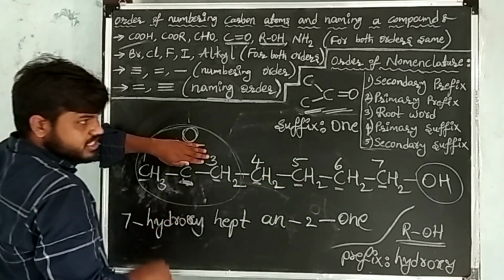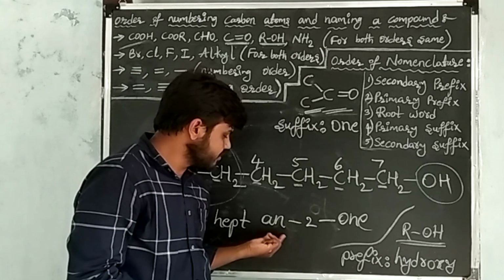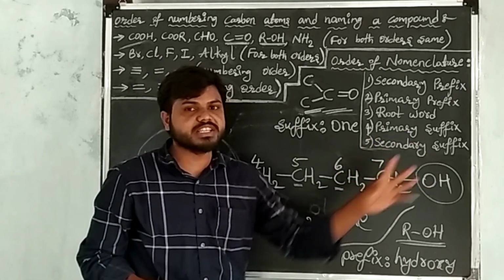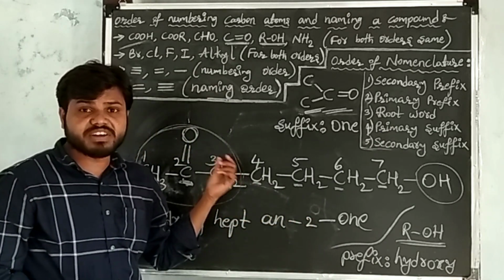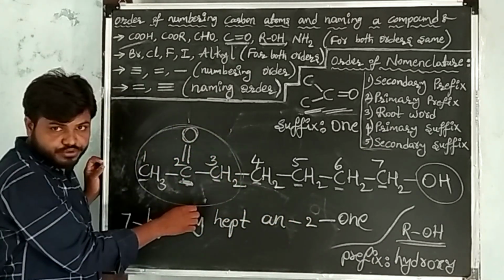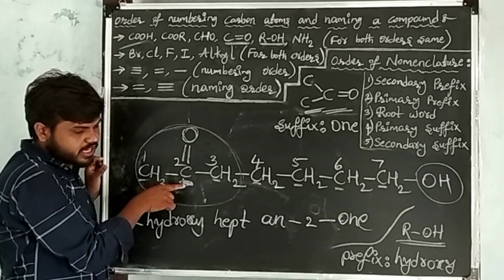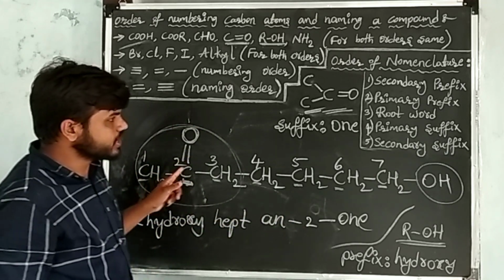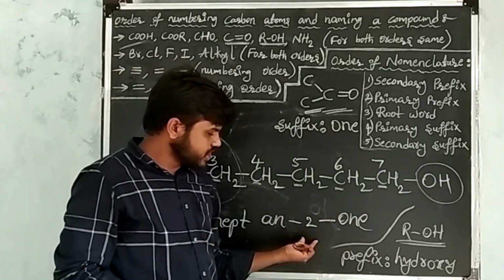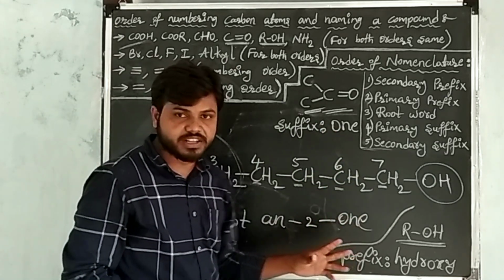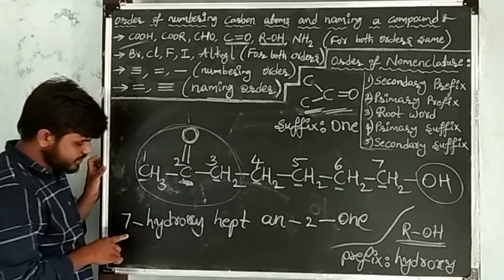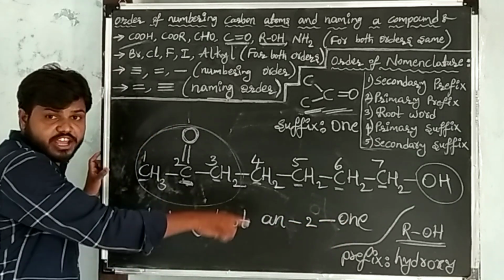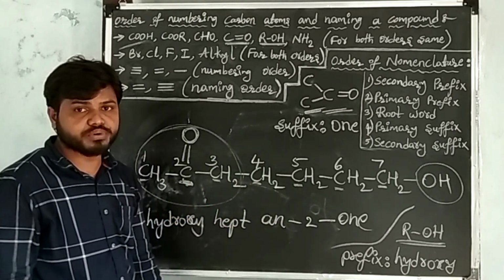Remaining all are single bonds. That's why write the suffix of single bond, that is A. I written suffix. After writing the primary suffix, go to the secondary suffix. Here one secondary suffix there, that is ketone. The position of the ketone is what? Second carbon. I written position. After writing position, write the suffix of ketone, that is on. Position I written and suffix also written. Okay, this is our required IUPAC name, that is 7-hydroxyheptane-2-one, the IUPAC name of the given carbon compound.